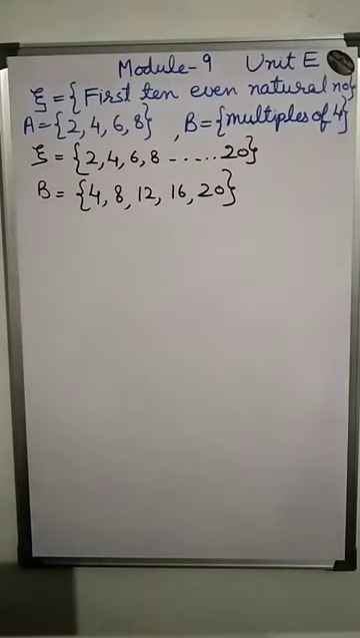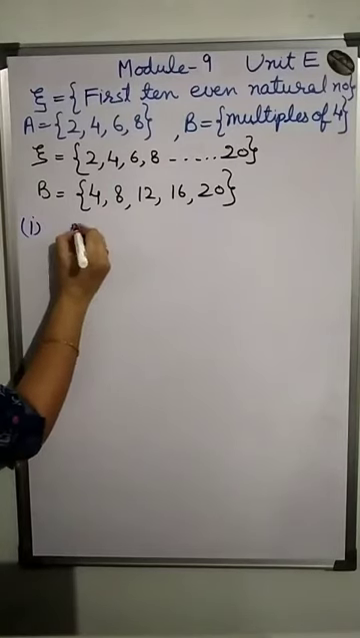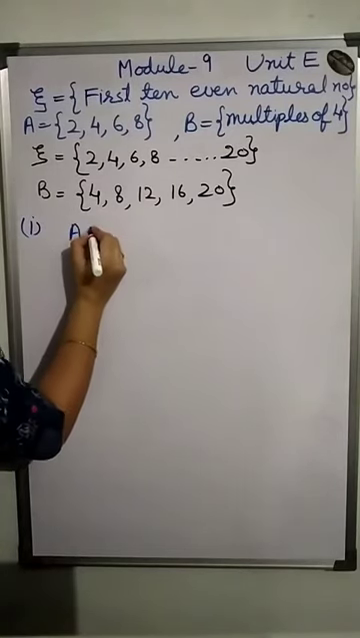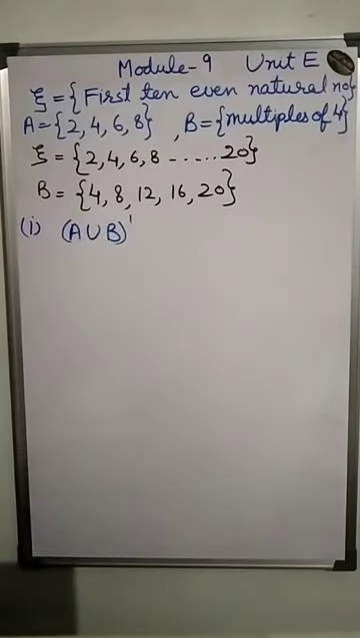Now what do we have to calculate here? The first thing which we have to calculate is A union B dash, meaning the complement of A union B.